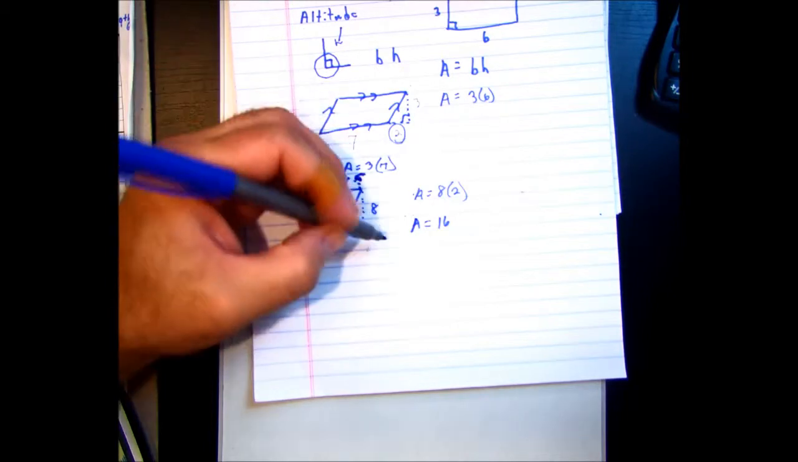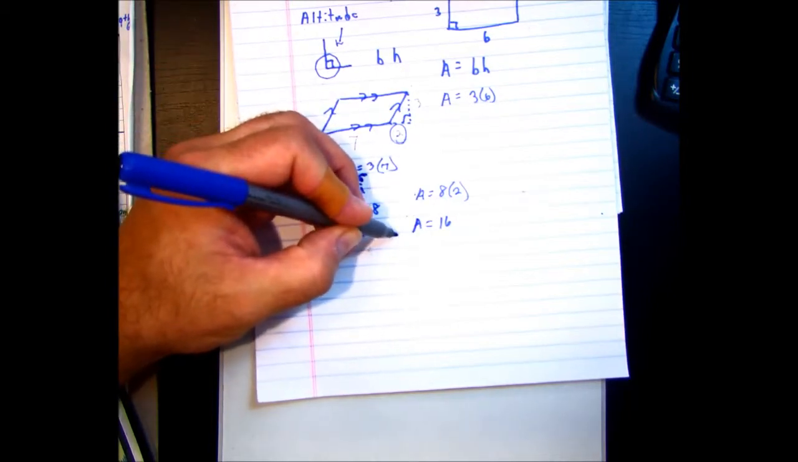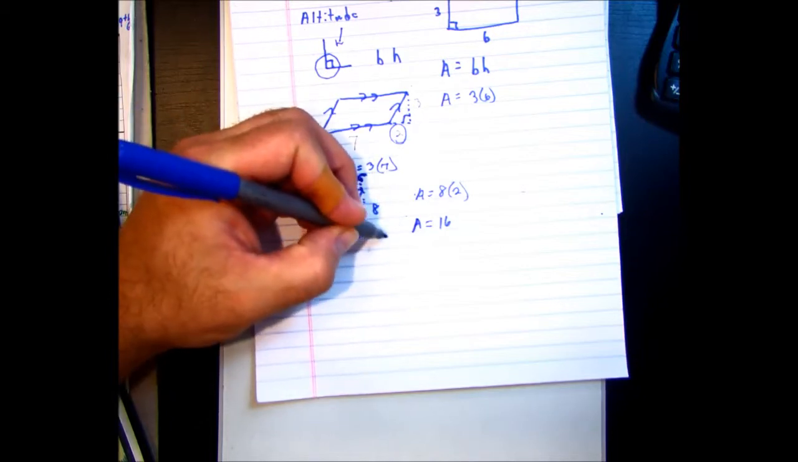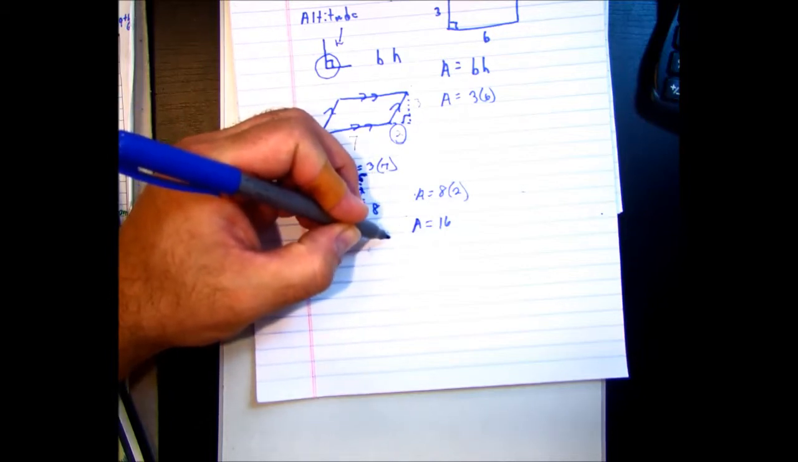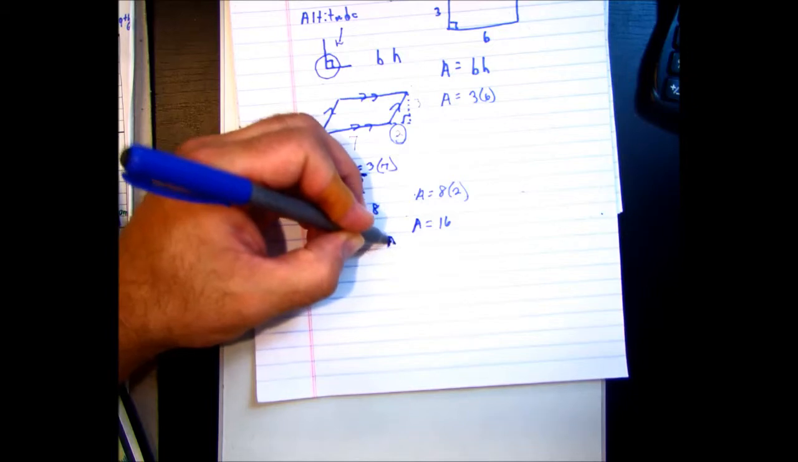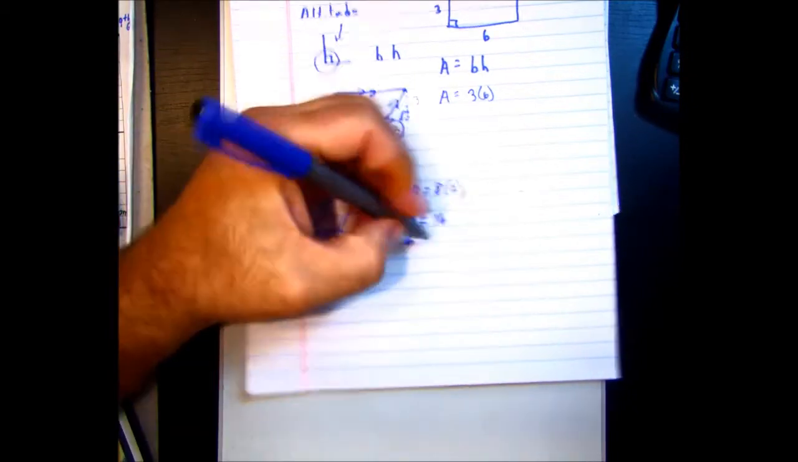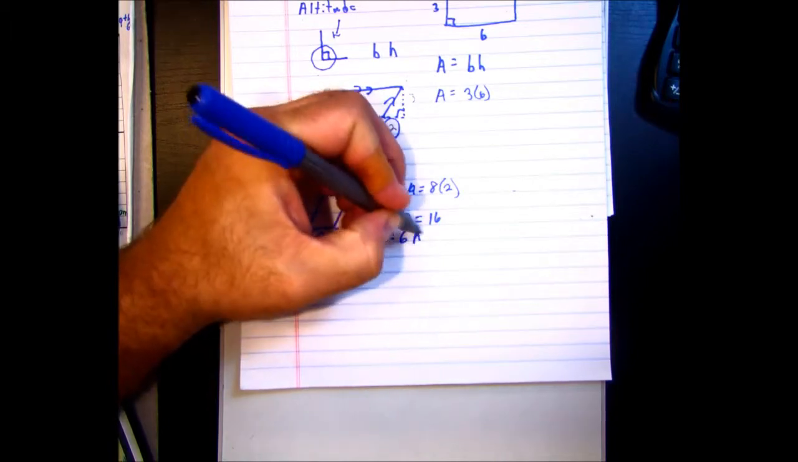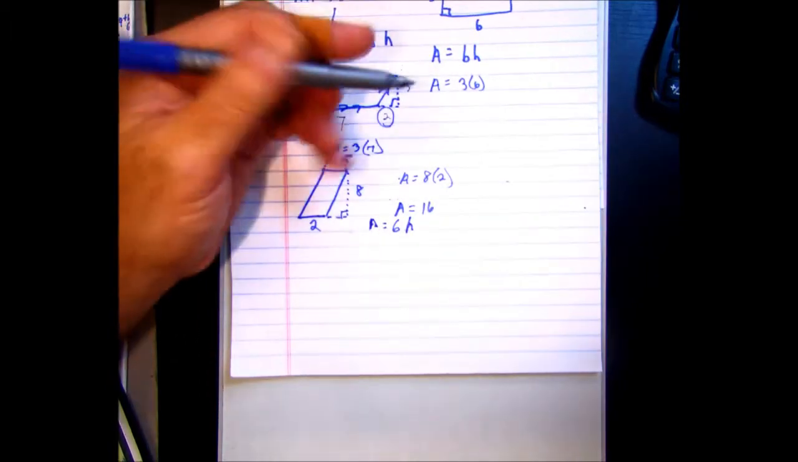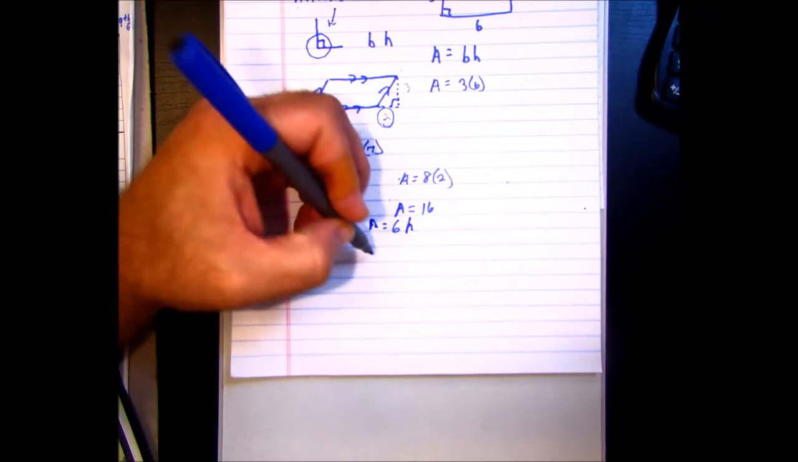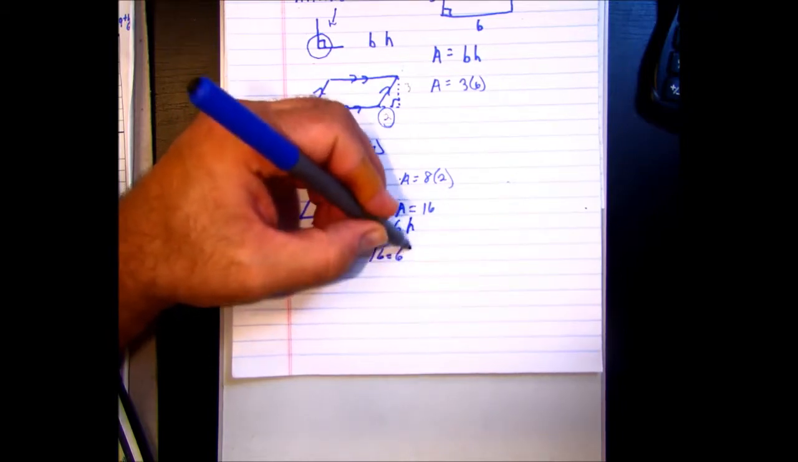So then you would have to set the two area formulas equal to each other. Well, in one area formula, you had both numbers. You had 2 and 8, which gave you 16. In the other area formula, you're only going to have one of the two numbers. 6, and then for this argument, we'll just call it h. It doesn't matter what your variable is. So now you have to put the two areas equal to each other.